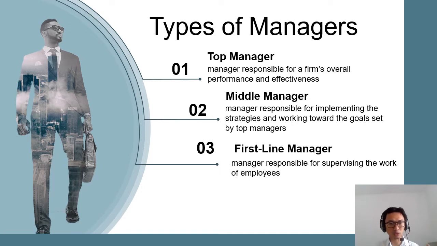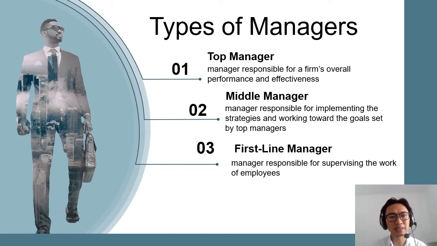Then we move on below to the middle managers. Middle managers are responsible for implementing the strategy. They are there to implement strategies and policies. They are also supposed to implement the decisions and goals set by the top managers. Some of the titles for middle managers are plant manager, operation manager, maybe division manager. These are all middle management slots.